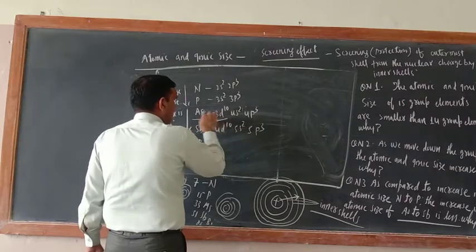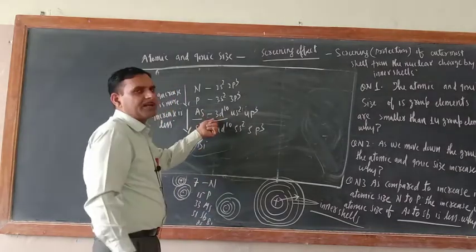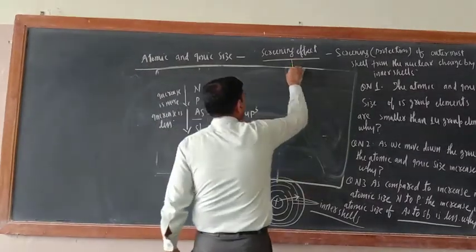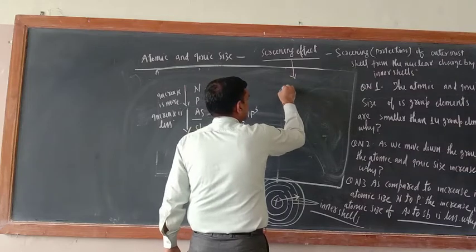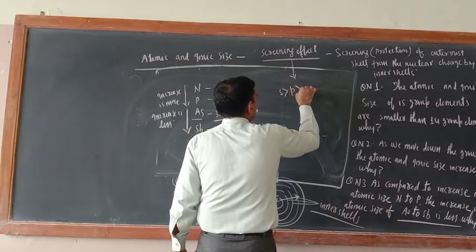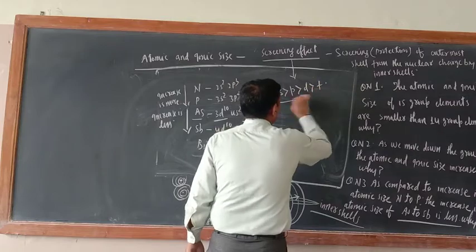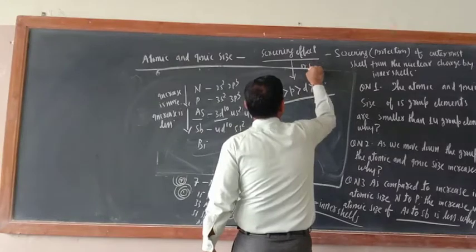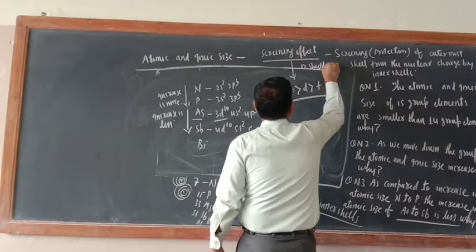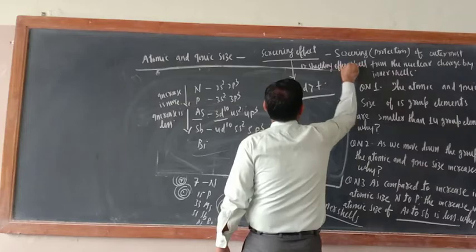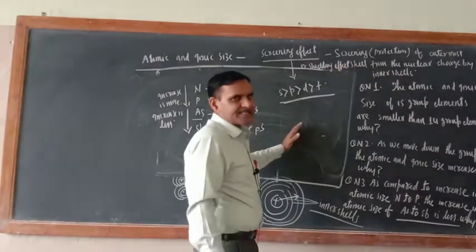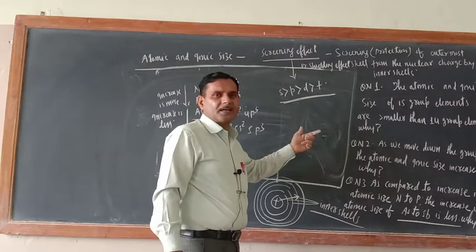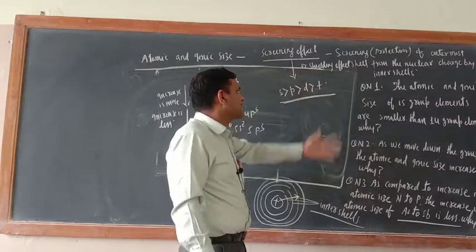From arsenic onwards, there is an entry of d orbital, and you know what the order of screening effect is. The most screening effect is shown by s, then p orbital, then d orbital, then f orbital. The poorest is the screening effect of f. This is also known as shielding effect. Screening or shielding of outermost shell from the nuclear charge by the inner shells is known as screening effect or shielding effect.